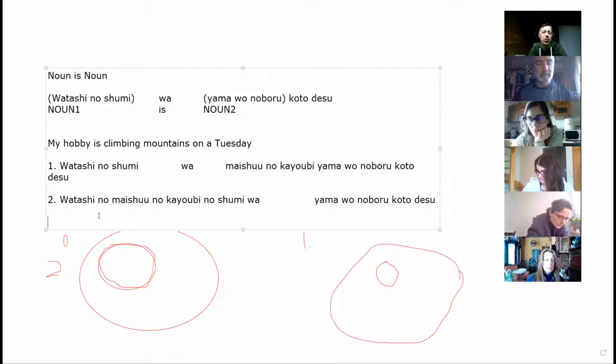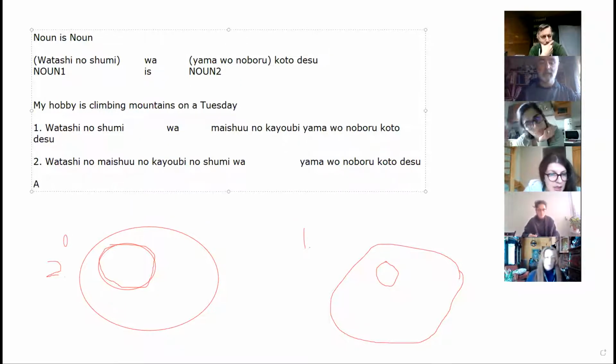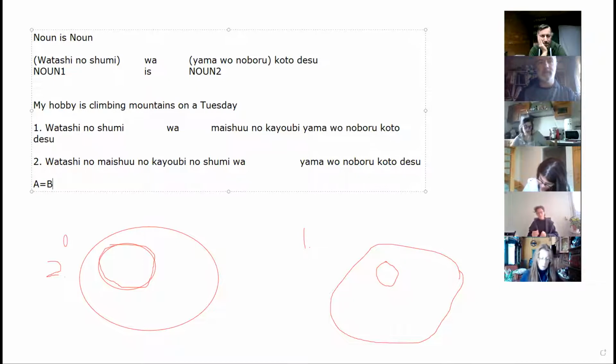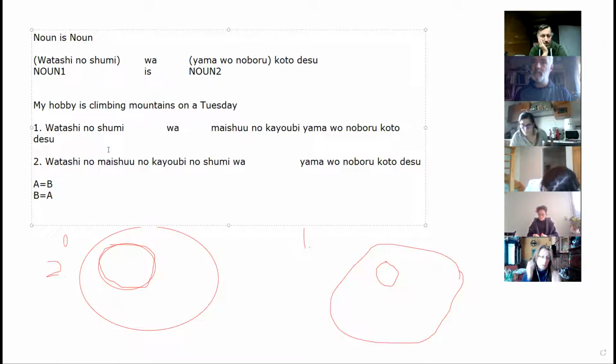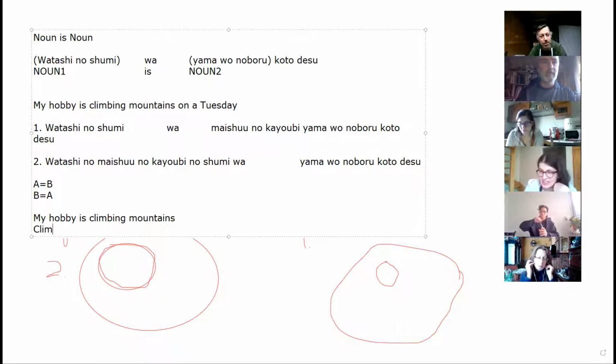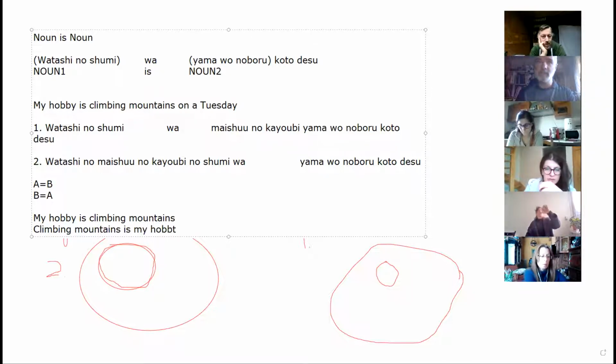Just like in maths, this is basically saying A equals B, right? That noun A is nominalized verb B. As you probably know from maths, if A equals B, then B equals A. This means that you can do this either way. So you can say, for example, my hobby is climbing mountains. In English, you could also say climbing mountains is my hobby. And you can do exactly the same thing in Japanese.